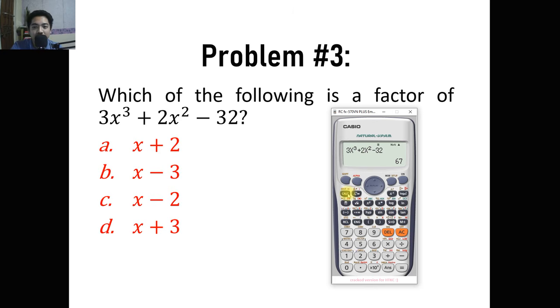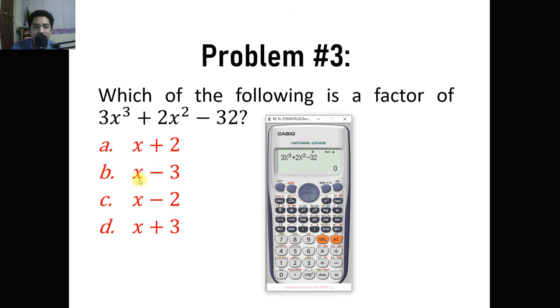So, again, we solve. For letter C, this becomes 2 because we transpose x to the right side, imagining that we have to equate this to 0. So we have 2. Okay, now the value becomes 0. So again, if x minus 2 is a factor of 3x cubed plus 2x squared minus 32, if we divide this, the remainder should be 0. Of course, in this case, it becomes 0.